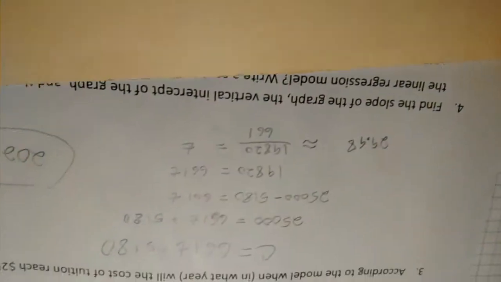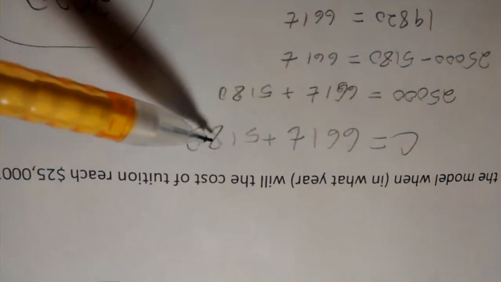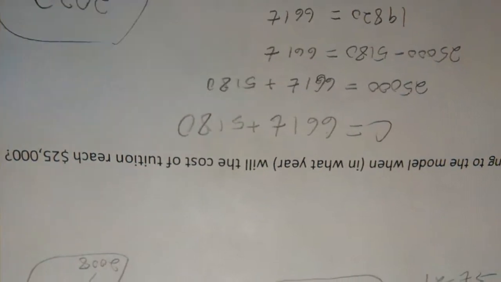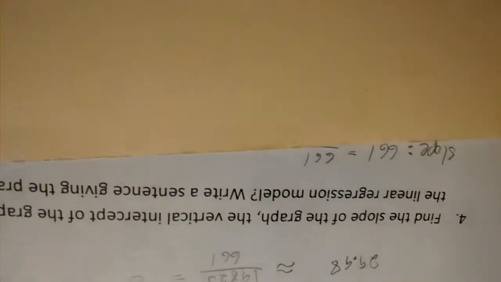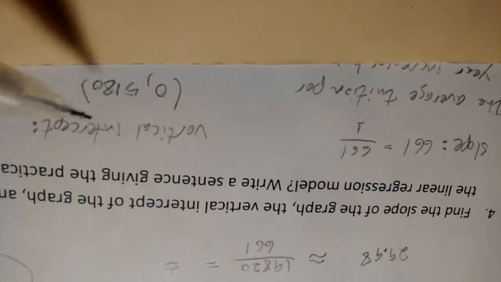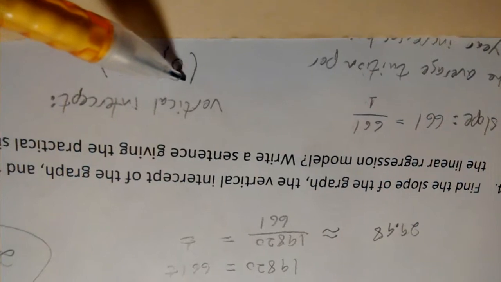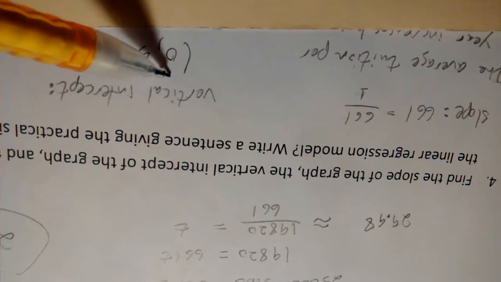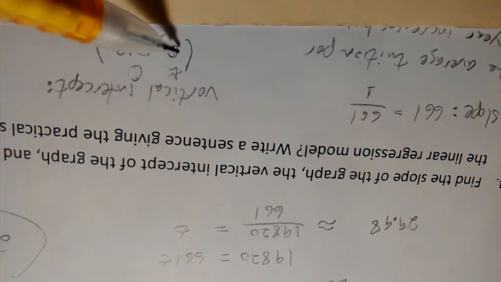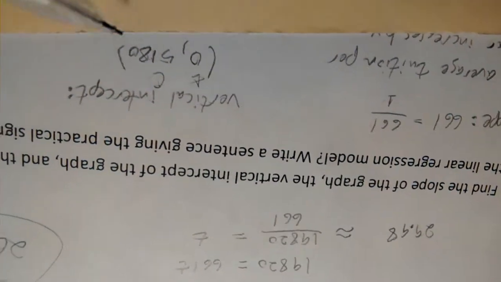All right, the vertical intercept. It's actually found right here on our symbolic rule in slope-intercept form. So it's 0, comma that. And so let's look at that. 0, comma 5180. And the practical in context means, what does this mean in terms of a t value? What does this mean in terms of a c value? And how are those related to one another?